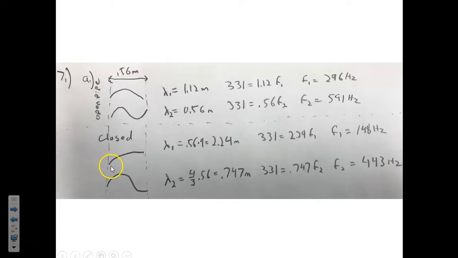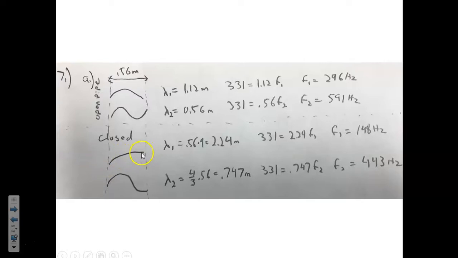Okay, the next one that we're looking at is closed. So the fundamental wavelength and frequency of the first closed harmonic. That didn't come out quite right, but it'll work. So here, this is 1/4 of lambda.